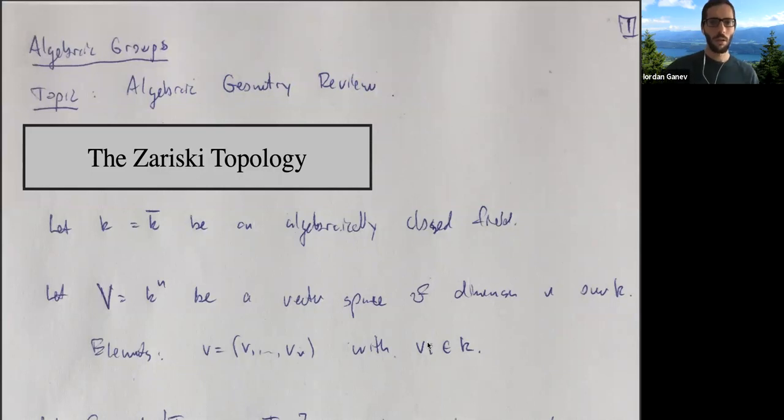So let's get started. The first thing we want to talk about is the Zariski topology. Again, we'll be working over an algebraically closed field denoted K. And we want to start by thinking about a vector space of dimension n over k. So V is just k to the n, a vector space of dimension n over k. And we're going to think about elements of V as just n-tuples of elements of k. So each v_i is an element of k.